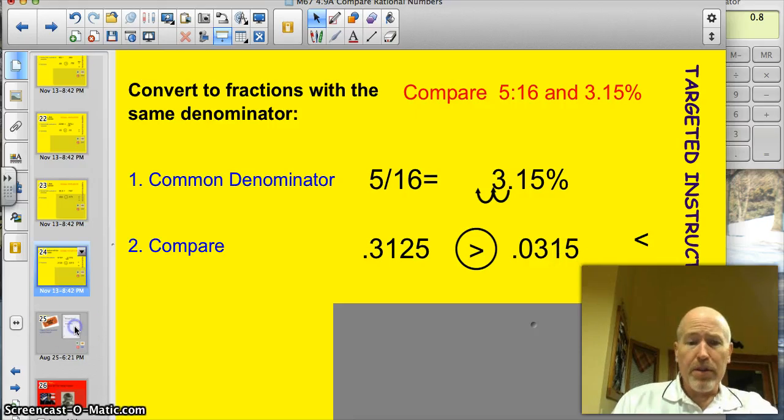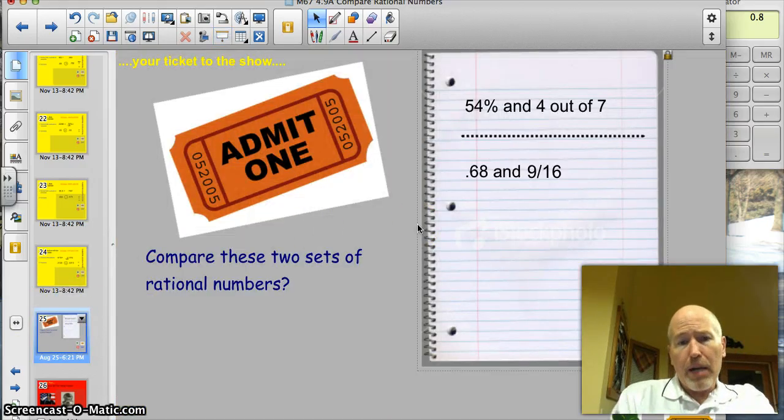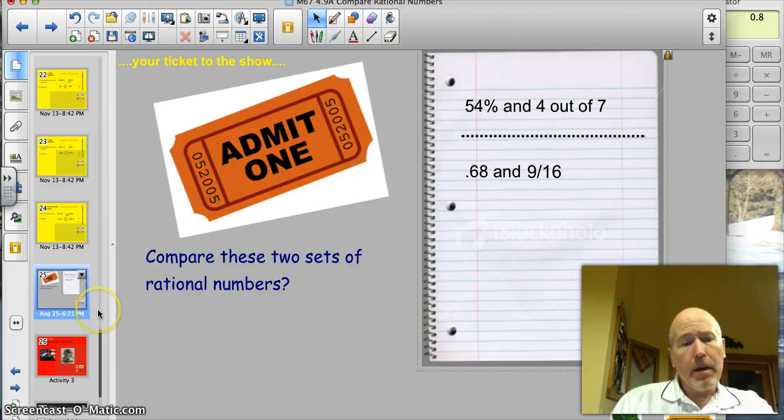All right, I think you're ready for the ticket to the show. Here we go. Compare these two sets of rational numbers. We got 54% and 4 out of 7. And you got 0.68 and 9/16. Okie dokie. All right.